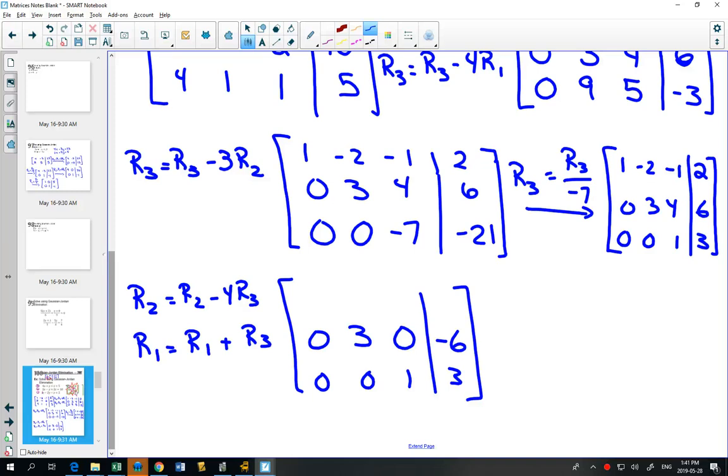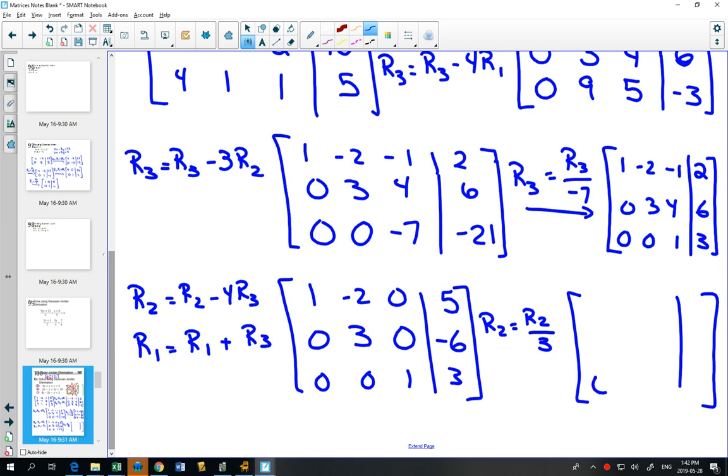And row 1 plus row 3, this will still be a 1. This will still be a negative 2. This will become a 0. And when I add them together, I get 5. At this point, can you see that it'll be easy to make this a 1 in between? So row 2 can equal row 2 divided by 3. 0, 0, 1, 3. 0, 1, 0, negative 2. And we still have 1, negative 2, 0, and 5.